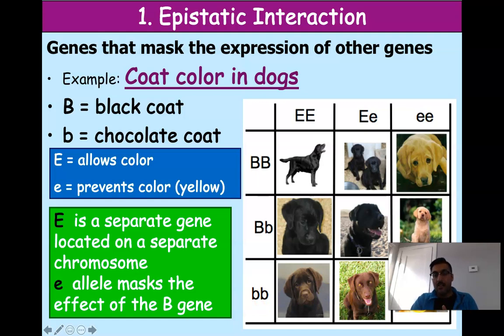For this guy on the bottom right here, though, he's a brown dog, but because the second gene on a separate chromosome happens to be epistatic, and it's little e, which is the only way you can get the prevent coat color phenotype, it's going to prevent the coat color. So with little e, this dog is not considered brown. These are the brown dogs. This dog is going to have the epistatic gene block the color gene, and so it's going to come out as a yellow.